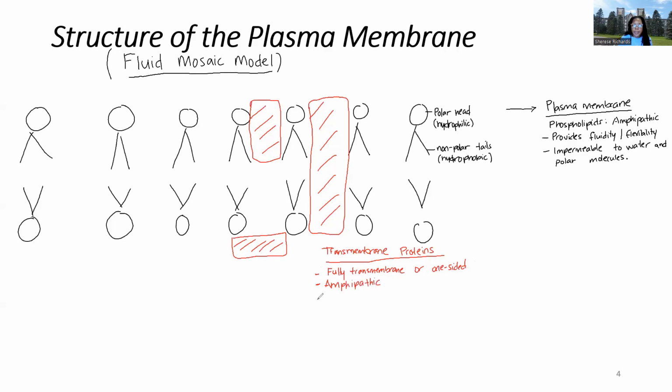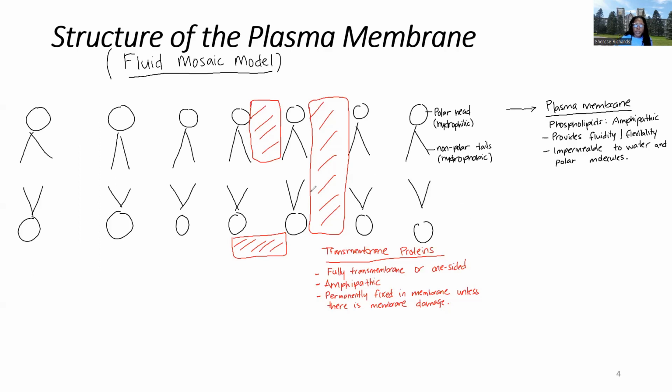Okay. And then lastly is that they are permanently fixed. We'll talk about the difference between these guys and peripheral proteins, but transmembrane proteins are permanently fixed in the membrane, unless there is damage to the membrane. So unless there is membrane damage, these guys are always present in the membrane.